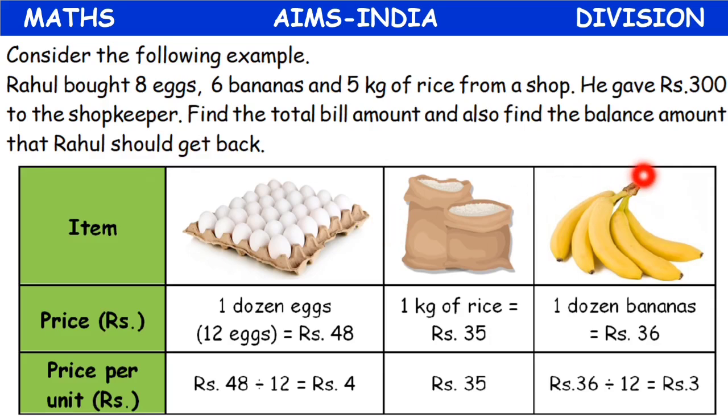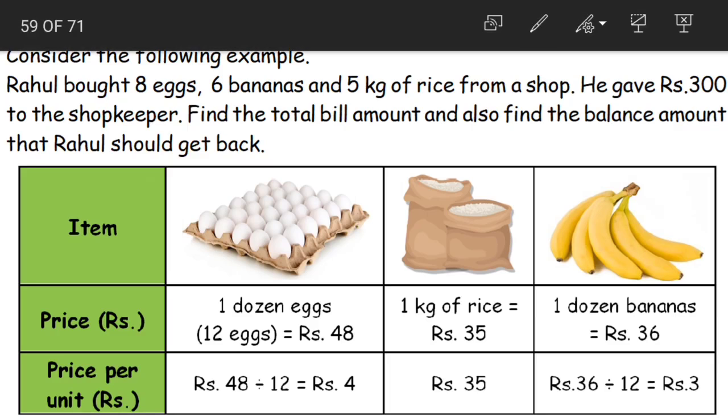Find the total bill amount and also find the balance that Rahul should get back. Yes, what are they saying? He took 8 eggs, 6 bananas and 5 kgs of rice. Yes. Now here what are they having? 12x is equal to 48 rupees. What is it, children? 12x is equal to 48 rupees.